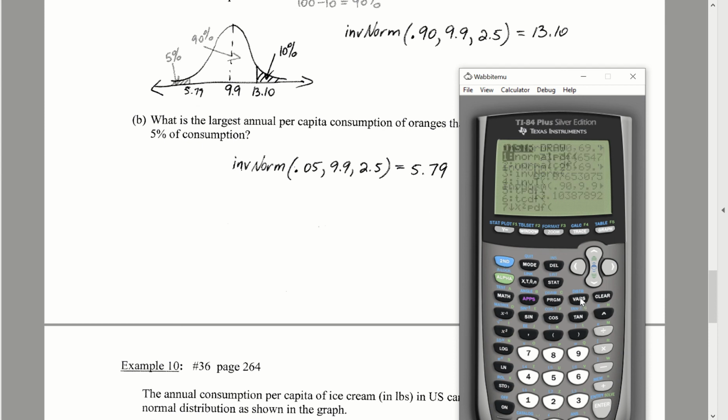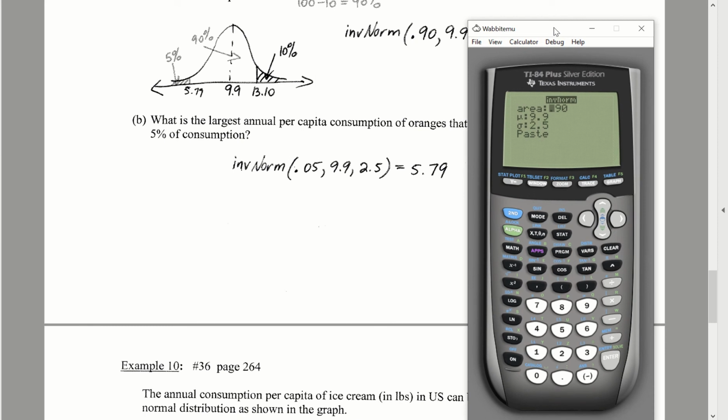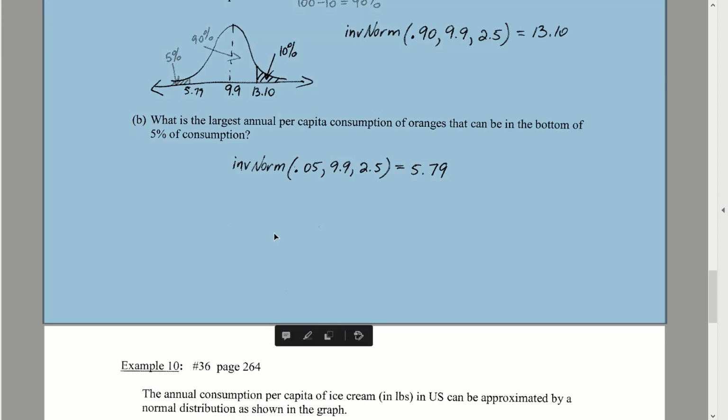You do second distribution, inverse norm. It's already the bottom 5%, so 0.05 would be the cumulative area to the left. The mean was 9.9, standard deviation was 2.5. Go ahead and hit enter, and we would get a consumption of 5.79. So anybody that consumes 5.79 pounds of oranges, or less for that matter, would be in the bottom 5% of all orange consumption.